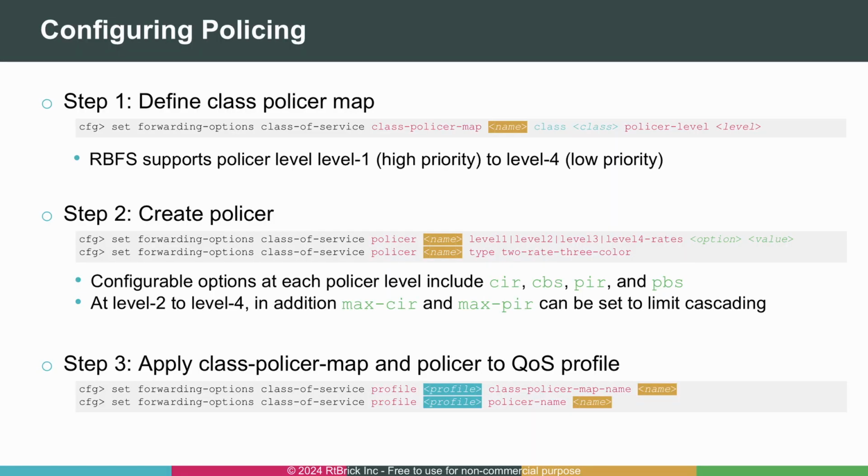When configuring policing in RBFS, there are 3 main steps. First, configure the class policer map, which assigns forwarding classes to policer levels. Remember that multiple classes can be mapped to the same level. Second, define the policer using the set forwarding-options class-of-service policer command. This allows you to specify parameters such as CIR and PIR for each level. Finally, apply both the class policer map and the policer to your QoS profile.